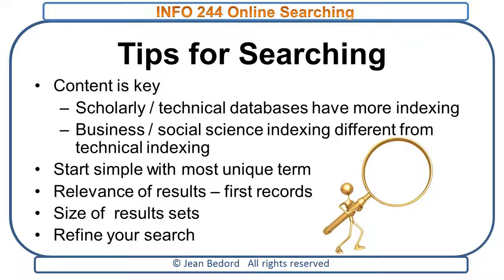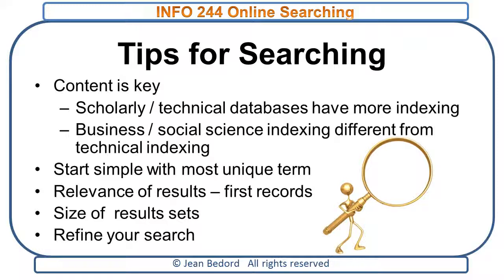The key to success is understanding the content of the databases you are searching. Power searchers use different search terms depending on the database. You need to be aware that subject indexing varies widely from database to database. The best strategy is to start with the most unique term in your query. Sometimes this is sufficient. Look at your results. Are the records relevant? You may need to change search terms.